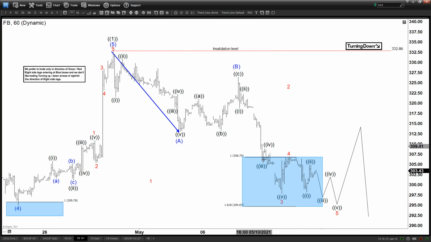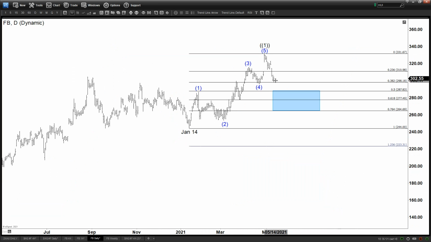like this. And this ABC then, if you look at it from the bigger picture, ended at wave 4 of one lesser degree, ended at 38.2% retracement. It is possible that this could be the end of your wave 2 and then starts to go higher.